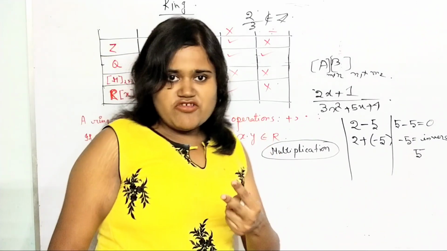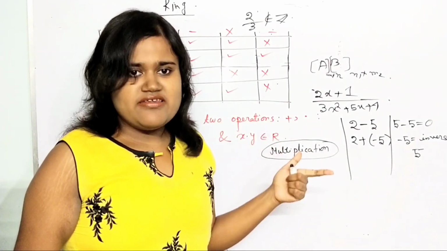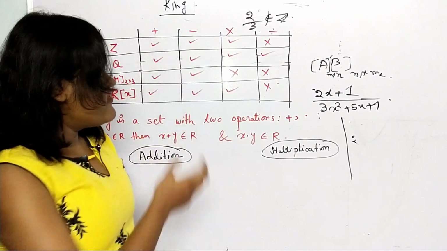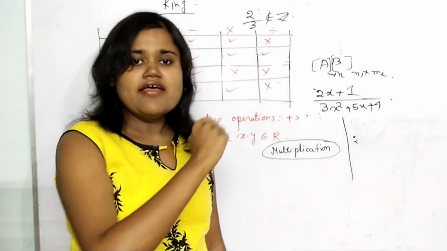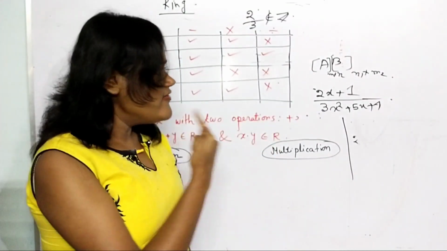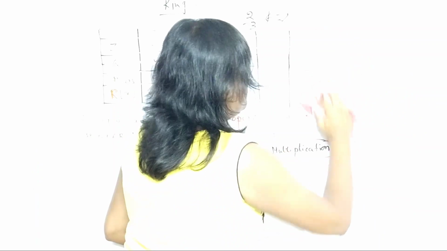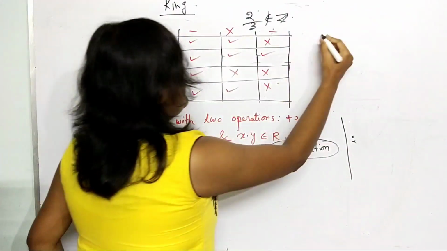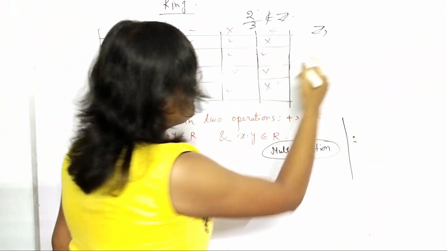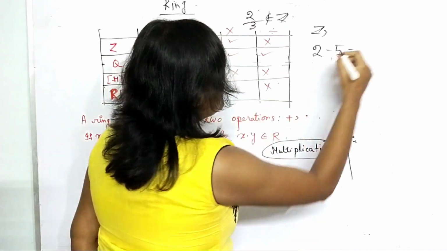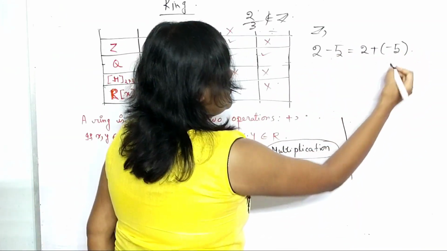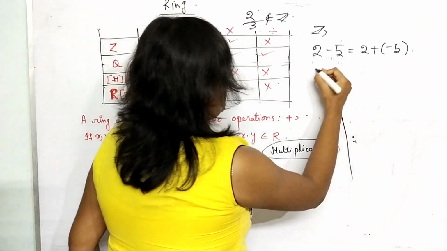Hence, there are only 2 operations defined: one is addition and the other is multiplication. In arithmetic there are basically 4 operations, but in abstract algebra there will be only 2. Why? For example, in the set of integers, subtraction is defined as 2 minus 5, but in abstract algebra we write it as 2 plus minus 5. What is the term minus 5 here? 5 minus 5 equals 0, so we say that minus 5 is the inverse of 5. I am just giving you an idea so that you can relate.